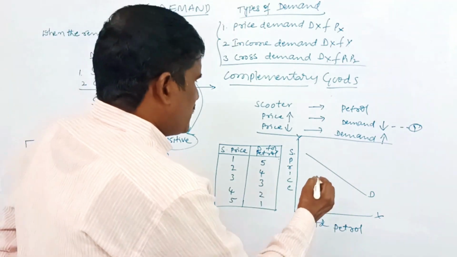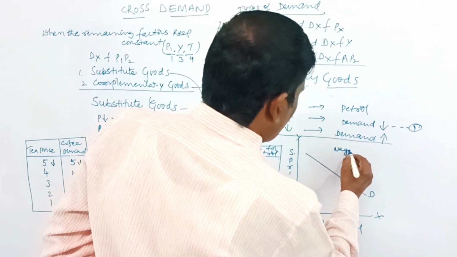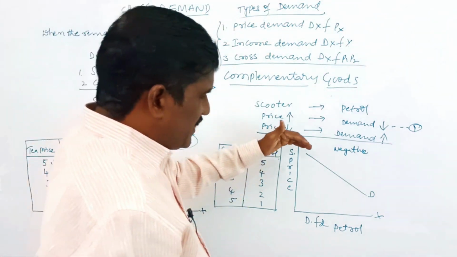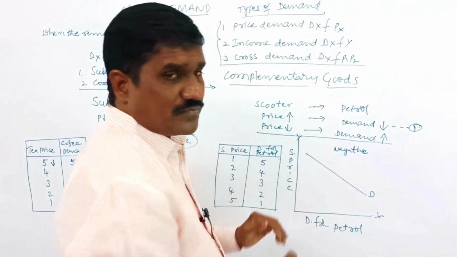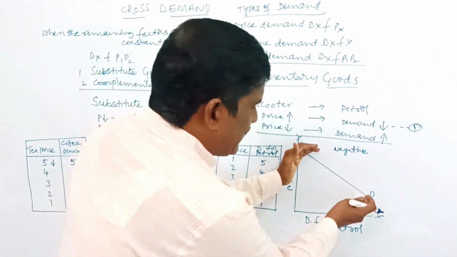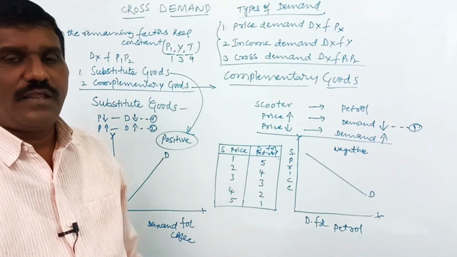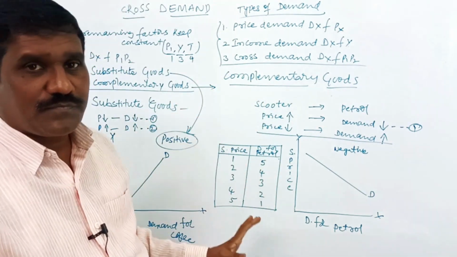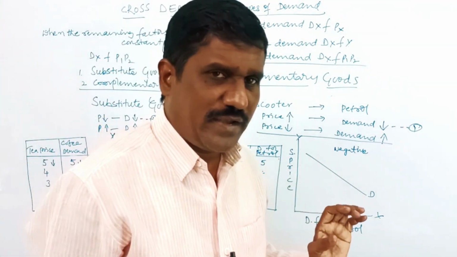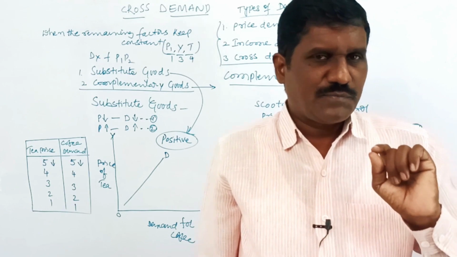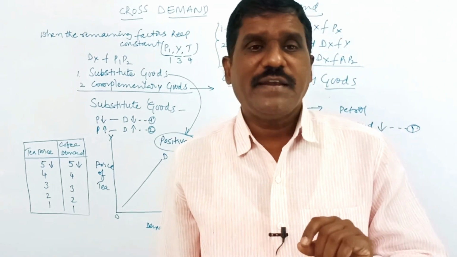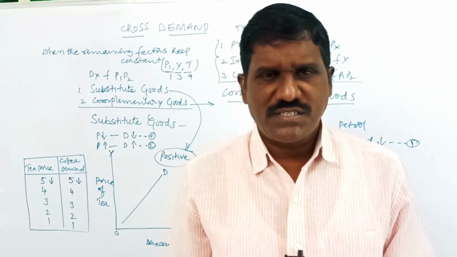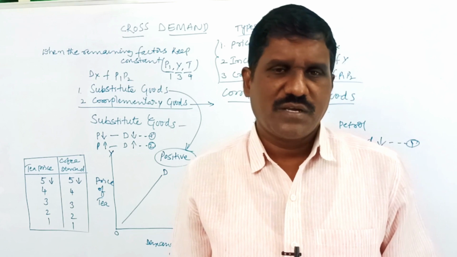The demand curve slope is negative. Negative means downwards from left to right. Downwards from left to right is called negative. Okay, so this is the explanation of cross demand. In the cross demand, the prices of substitute and complementary goods and the demand of the commodity is called complementary cross demand. Okay students, this is the way of the presentation of cross demand.